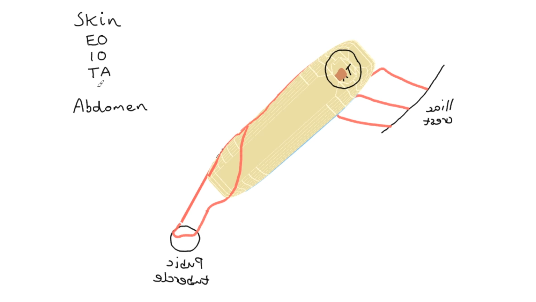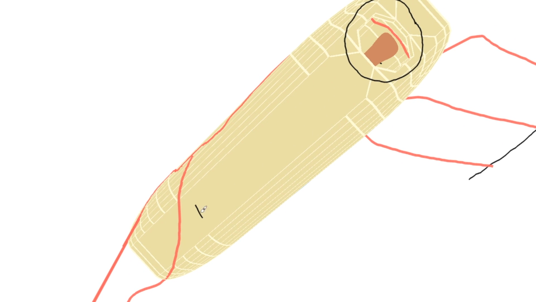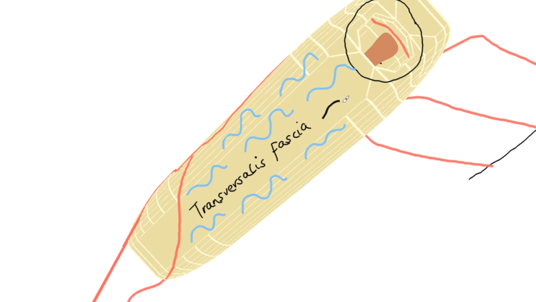So what else is there between the skin and the abdominal contents? What is going to hold the abdominal contents away from the contents of the inguinal canal? So we've used up EO, IO, and TA in that order from skin to abdomen. And the last layer is not a muscle. It's a layer of fascia called the transversalis fascia. It's the last thing we meet in terms of layers from the skin to the abdominal contents. Interestingly, the deep inguinal ring is actually a hole in the transversalis fascia.